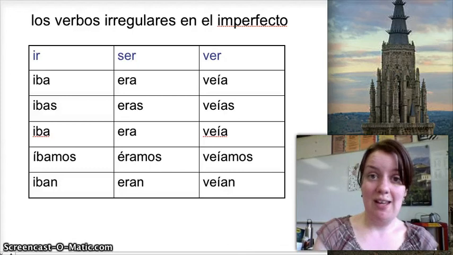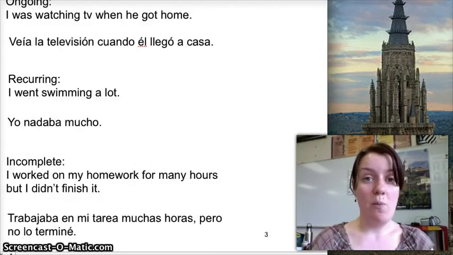So memorize these endings, memorize these irregulars. And then the take-home message with imperfect is that it's not perfected or completed in the past. It's ongoing or repeated a lot of times.